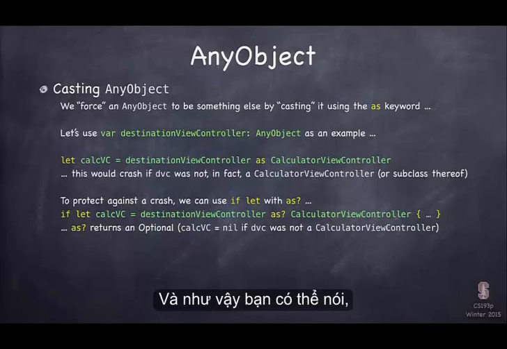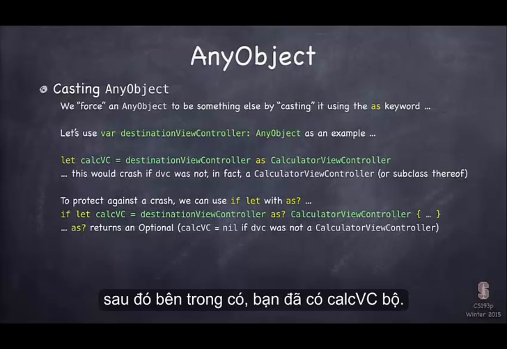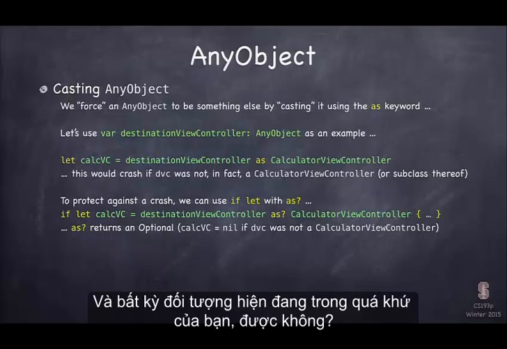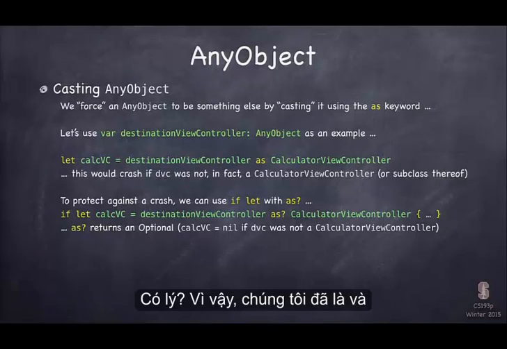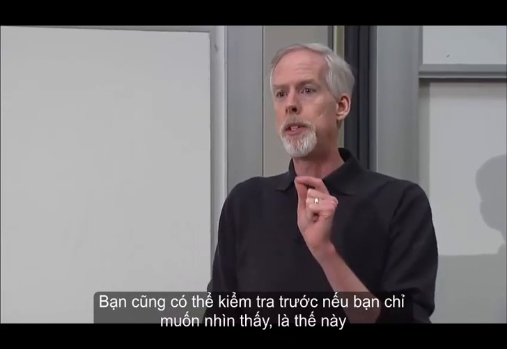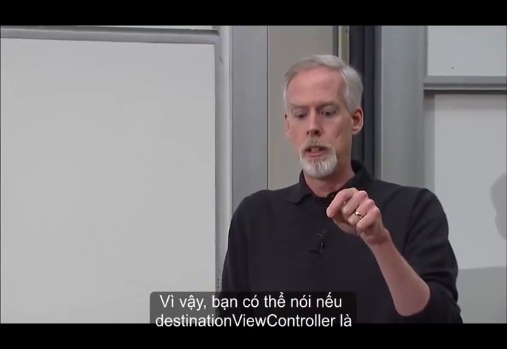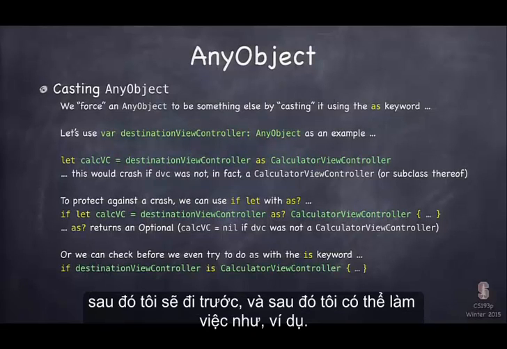And so you can say if let calcVC equals destinationViewController as? CalculatorViewController, and then inside there you've got calcVC set, and you know that it's a CalculatorViewController, and AnyObject is now in your past, okay? Make sense? So we get as and as question mark. You can also check beforehand if you just want to see, is this a CalculatorViewController? You can say is. So you can say if destinationViewController is a CalculatorViewController, then I'll go ahead and then I can do the as, for example.